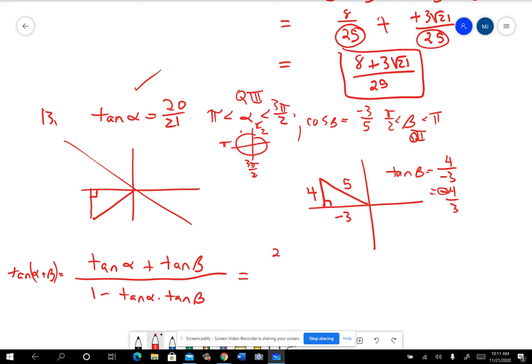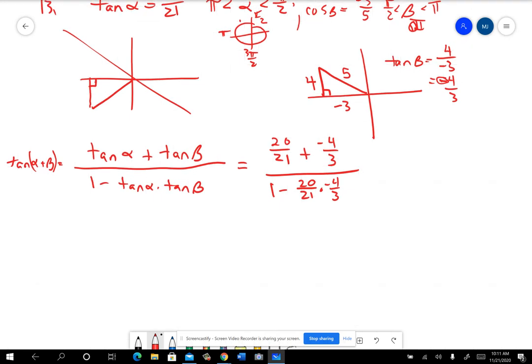Okay, now I'm going to plug into the formula. So tangent of alpha I was given. I just found tangent of beta. And so I'm just plugging into the formula. You see that? All right, now when I do that, I have some fraction work to do here. This turns out to be 20 over 21, really minus 4/3. And down here, I'll go ahead and do the multiplying. That's 20 times the negative 4, which would be negative 80 over 63. And minus a negative 80 is plus 80 over 63.